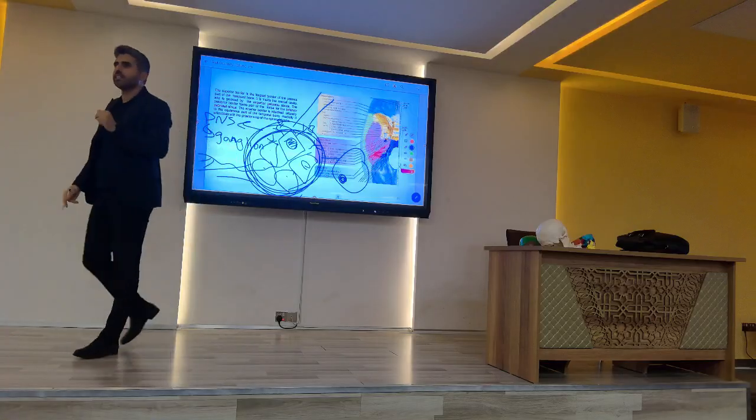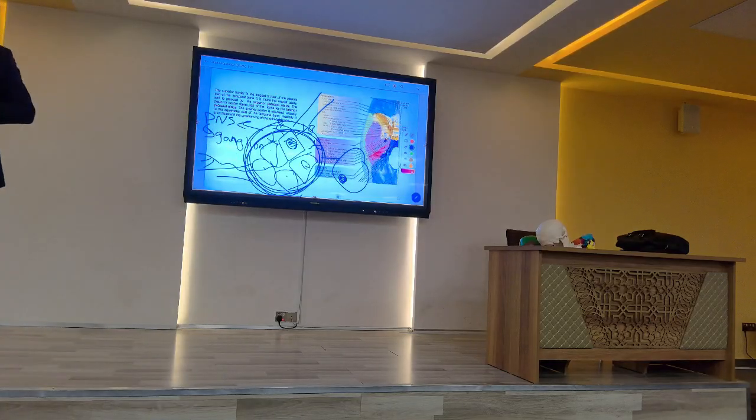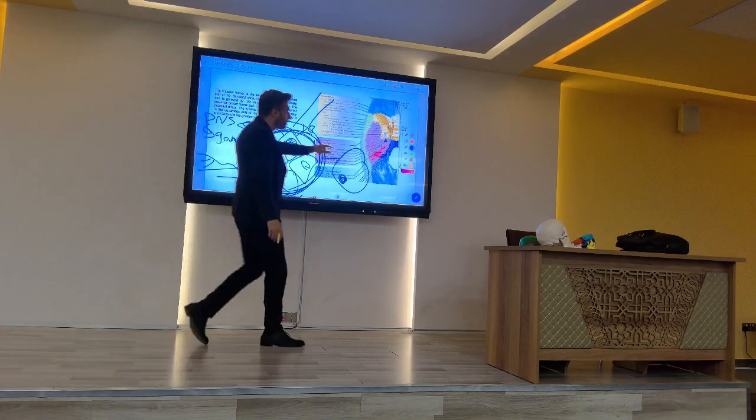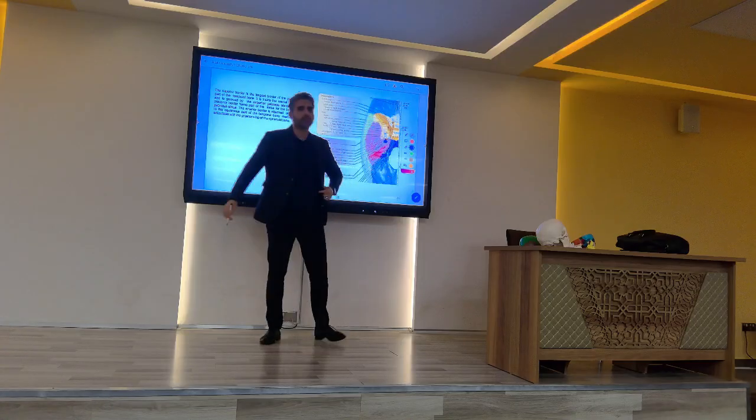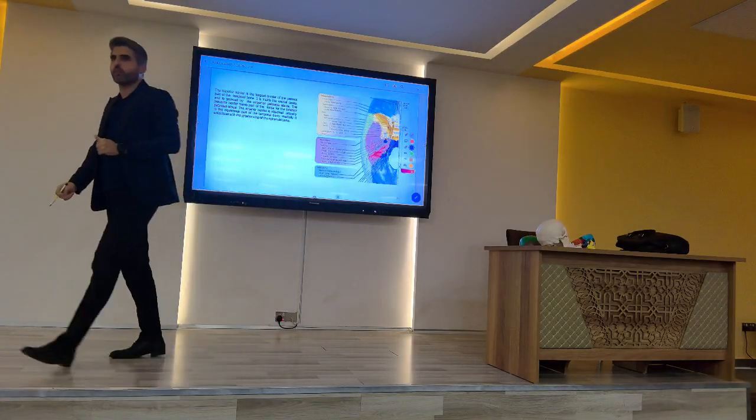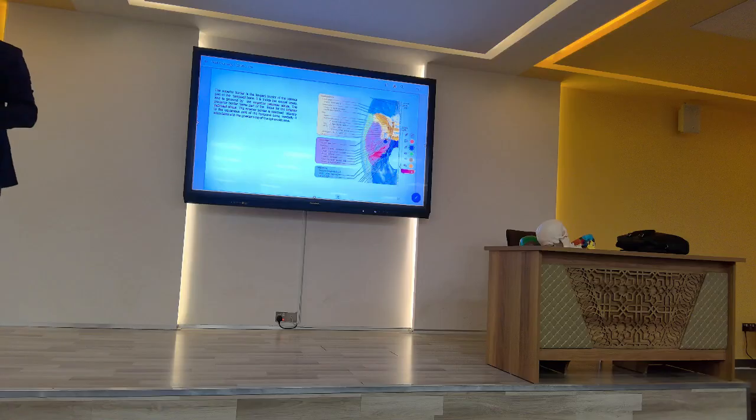So this nerve, the trigeminal nerve, it has ganglion. The location of this ganglion is here. And we say the anterior surface of the petrous part has an impression for the ganglion of the trigeminal nerve.